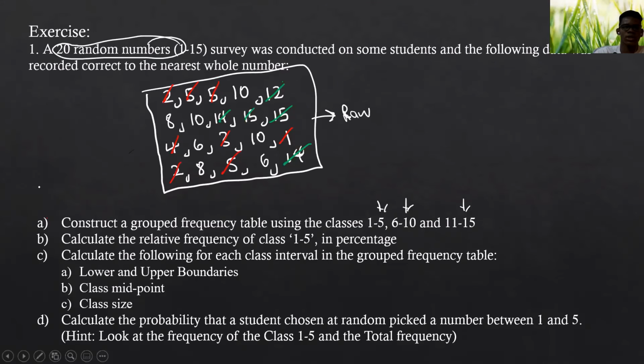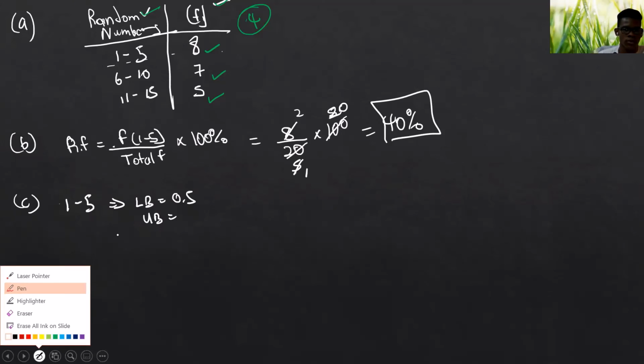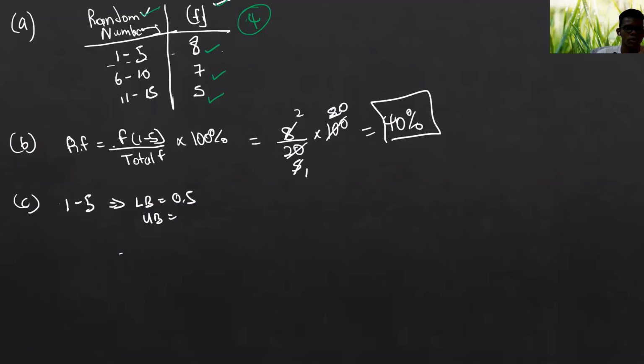So see now, it asked us to get the lower boundaries for each of the class limits. So I'm just gonna write these out for you guys. I don't think these should be a problem. So for this one, the lower boundary would be 0.5. The upper boundary would be, this is part C, A, right? Upper boundary would be 5.5. I'm gonna write these out. So from 6 to 10.